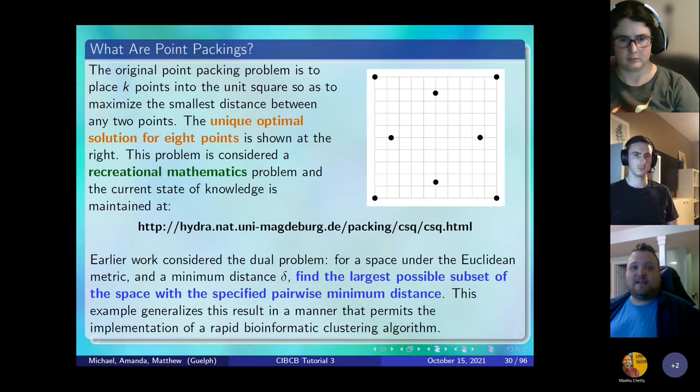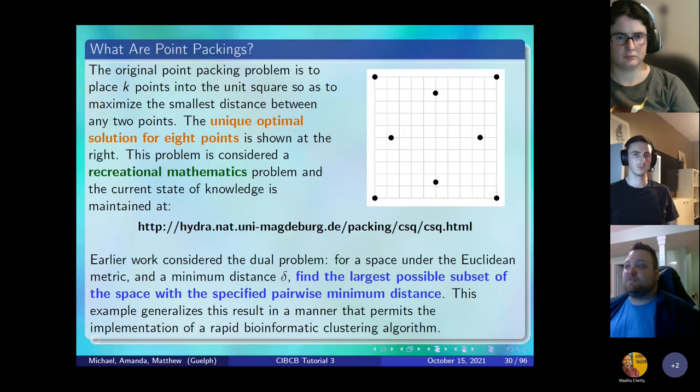Well, the original point packing problem is to place k points into the unit square so as to maximize the smallest distance between any two points. The unique optimal solution for 8 points is shown on the right. This problem is considered a recreational mathematics problem, and the current state of knowledge is maintained at the following website.